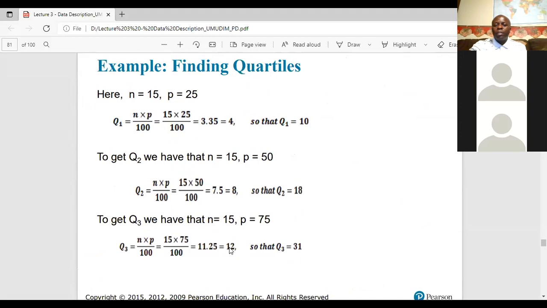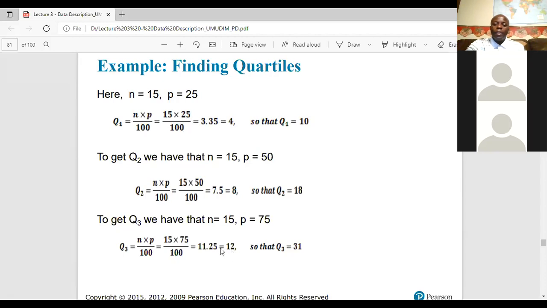Now, round up to the next number. Remember, this is not actual rounding; you're just going to the next number. Because otherwise, in algebra, 11.25 will round to 11. Am I right or wrong? Yes, in algebra, 11.25 will round to 11, because 2 is less than 5. But here we are not rounding, you are going to the next number, which is 12.